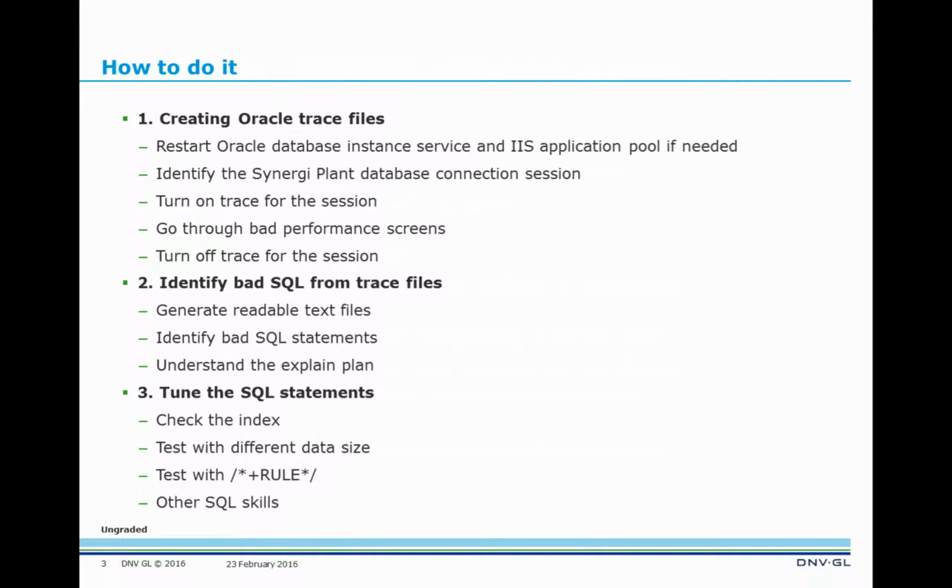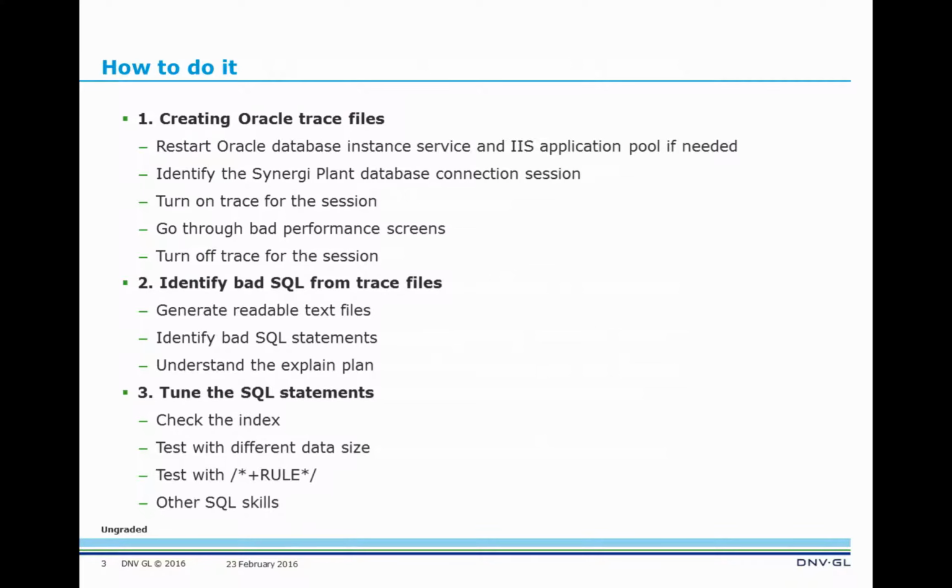And then, how to do it? It's actually mainly two or three steps. The first step is to generate or create the trace file. It's like a log file. It's called a trace file in Oracle, and I will show you step by step how to do that. Basically, you turn on the trace, go through the business screen, and turn off the trace. So you will generate the trace file for you.